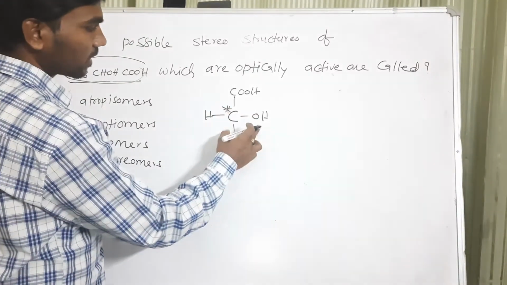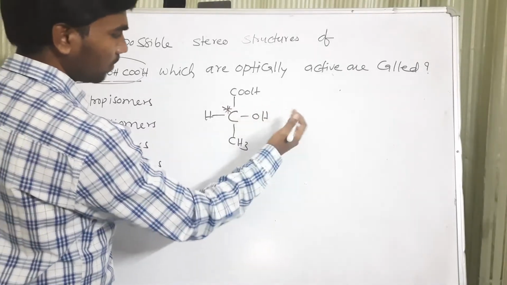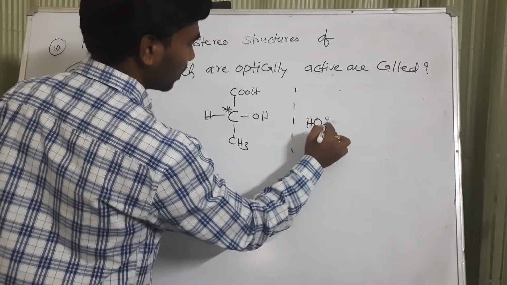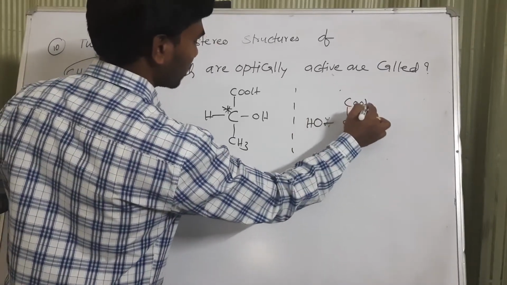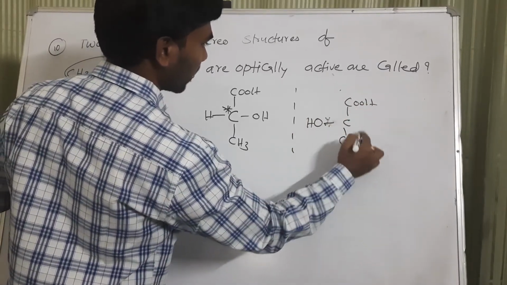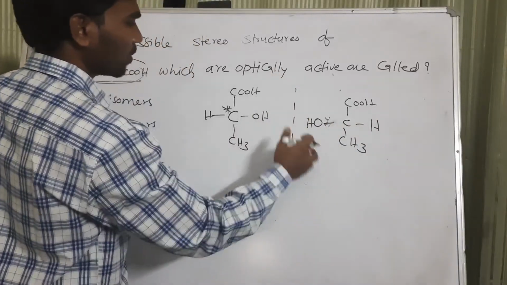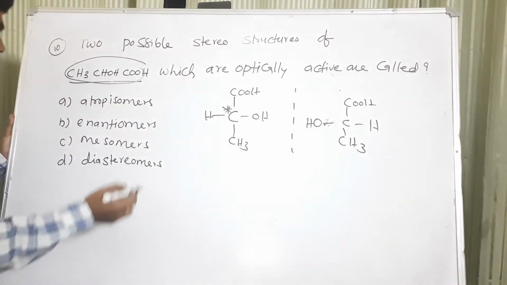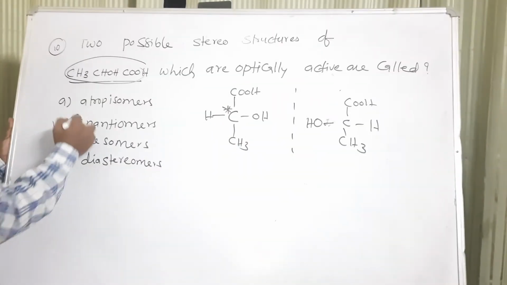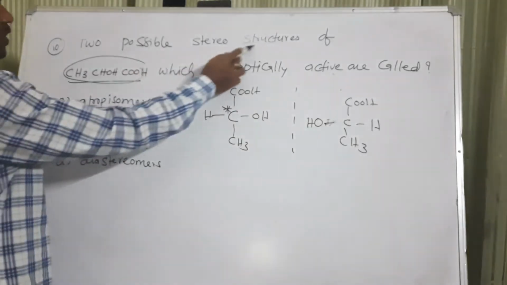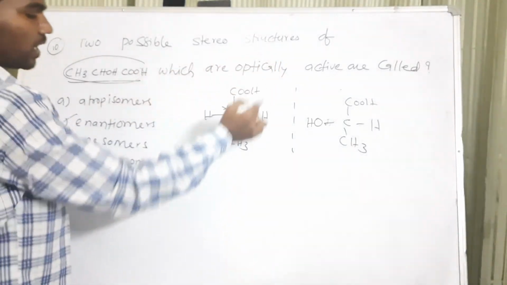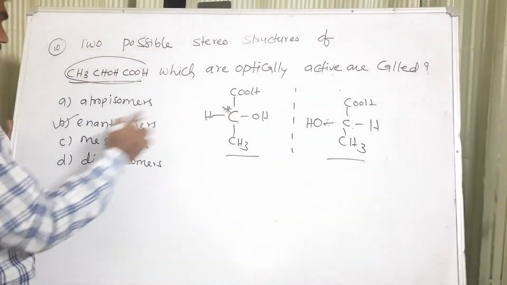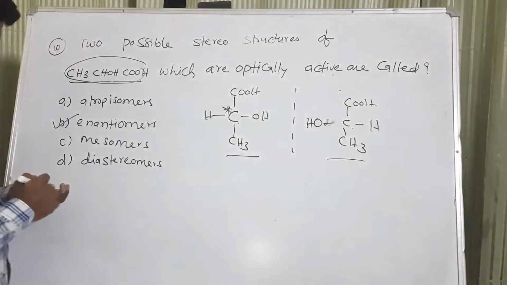In this chiral center, OH is on the right-hand side. Now I am taking OH on the left-hand side, OH and COOH and CH3, H. These seem to be non-superimposable mirror images. Non-superimposable mirror images are called enantiomers. They are expecting two possible stereostructures which are optically active. These two are optically active because they have a chiral center. They are mirror images, so that's why we call them enantiomers.